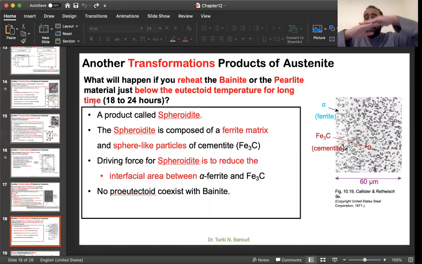Instead of having alternating layers or elongated particles of iron carbide, what's going to happen? They will try to come in a sphere shape. Right? They can come in a sphere shape. In a sphere shape, so iron carbide is going to have sphere-like particles.